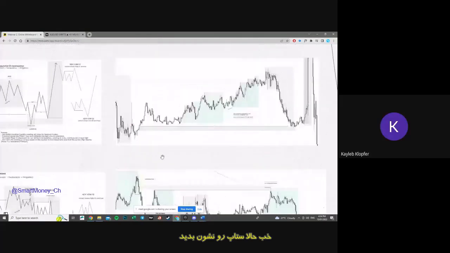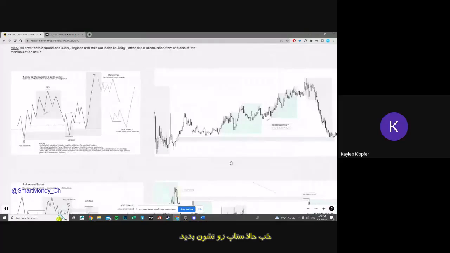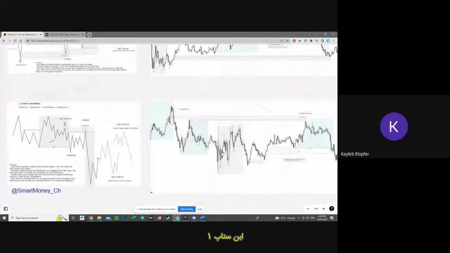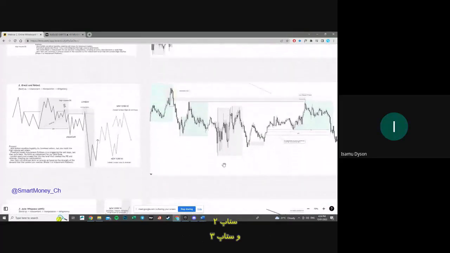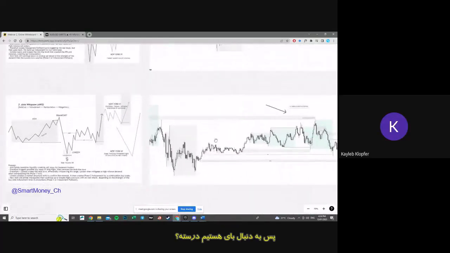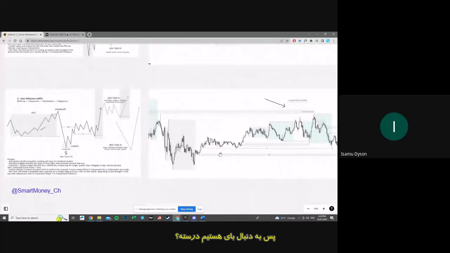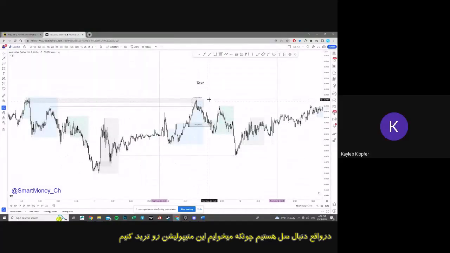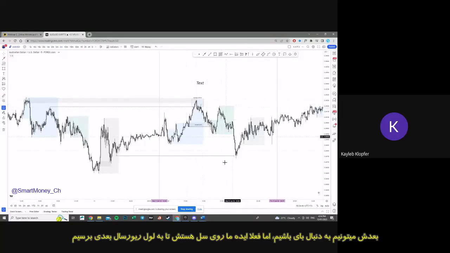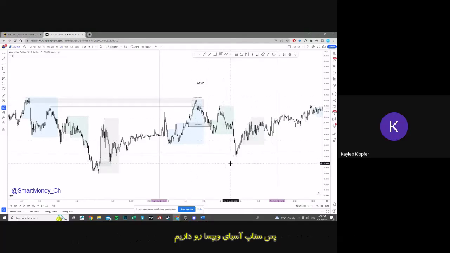Let me see the setups now. So this is setup 1. This is setup 2. And setup 3. We're looking for buys, right? Well, we're looking for sells because we want to trade with our manipulation. Now we can look for buys later, but the idea is that we look for sells until we reach our next reversal level. Okay, so we could do the Asia's whipsaw.